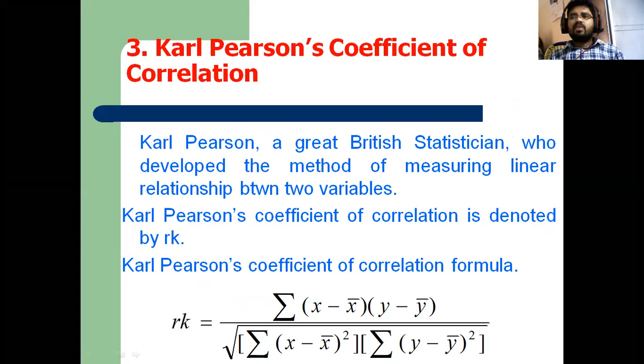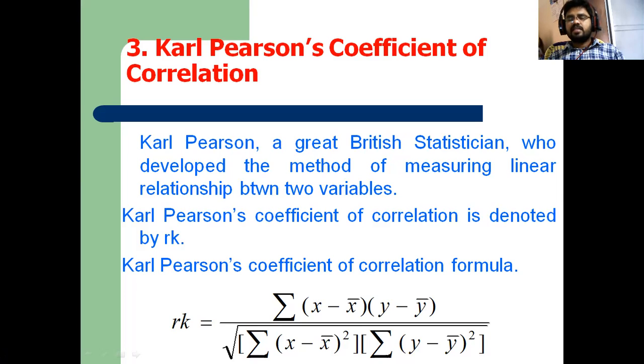Karl Pearson is one of the great British statisticians who developed a method of measuring the linear relationship between two variables. He tried very hard to study how we can measure the relationship between two variables, so his efforts were very significant.